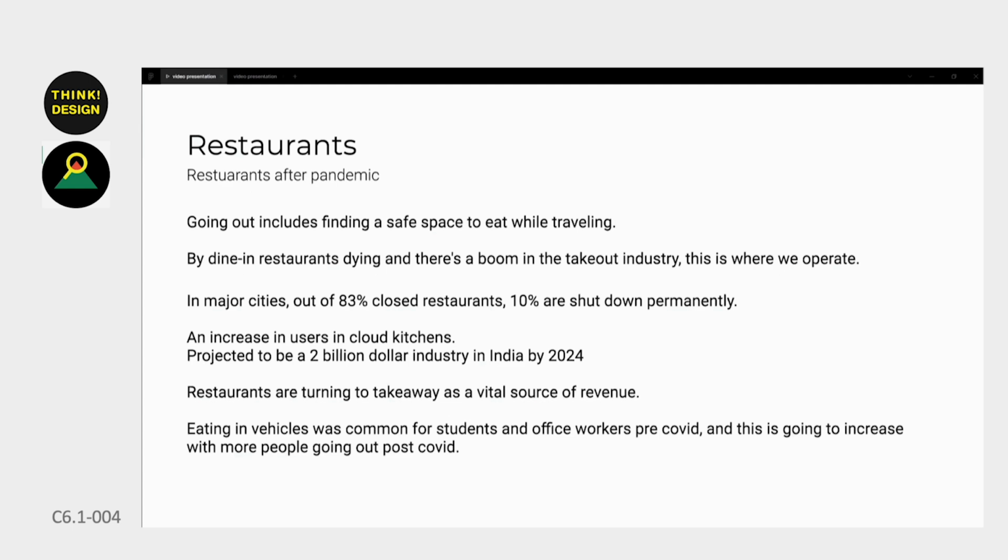There are commercial cooking facilities called cloud kitchens, which are rising so fast, and these do not have dining features, only takeout and delivery. And this is projected to be a $2 billion industry by 2024.